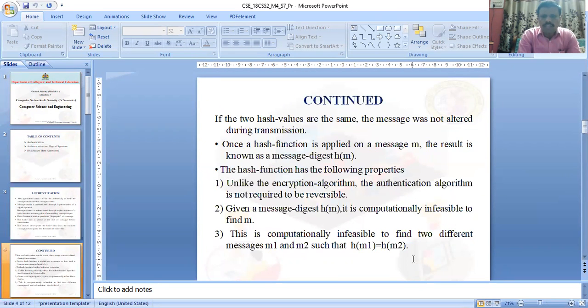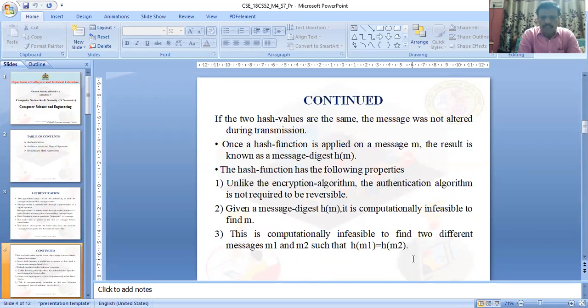If the two hash values are the same, the message was not altered during transmission. If the hash values are not the same, the message has definitely been altered during transmission. Once a hash function is applied on a message, any plain text M, the result is known as the message digest H(M), the hash value sent with the message. The hash function has the following properties.